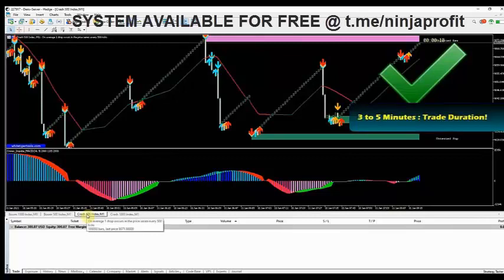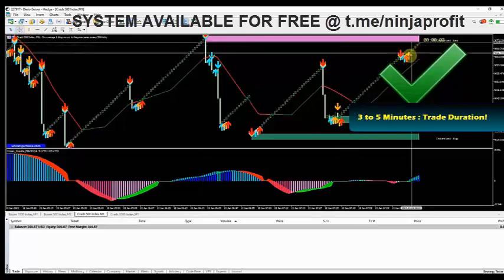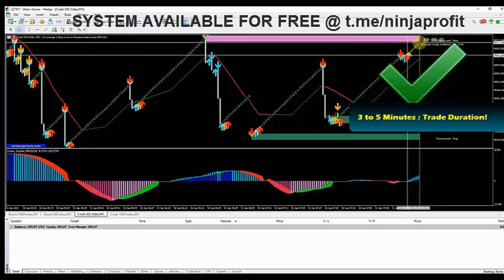As you can see, this is a winning trade. Remember, we only stay on a trade for 3 to 5 minutes, then we take our profit and run, waiting for the next trade setup.